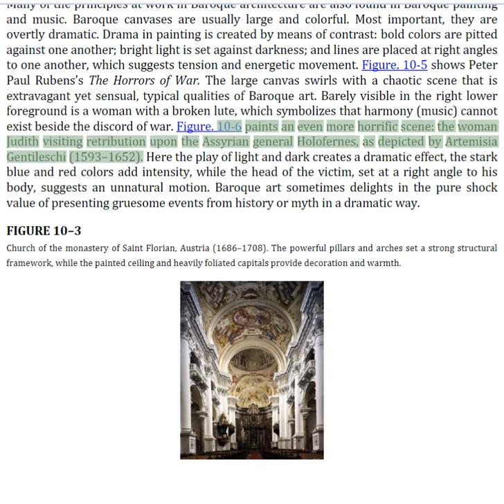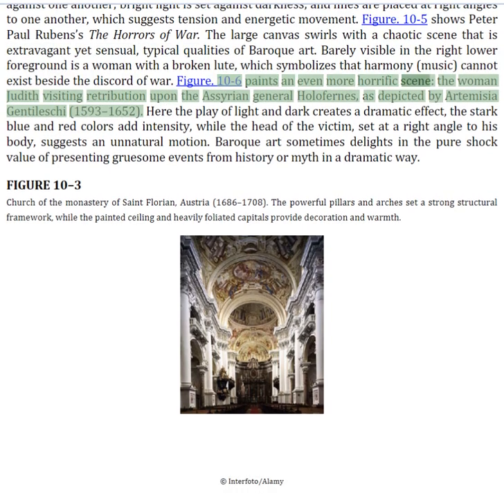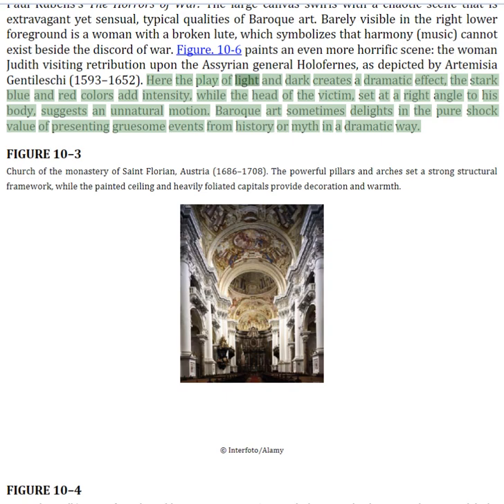Figure 10-6 paints an even more horrific scene, the woman Judith visiting retribution upon the Assyrian general Holofernes, as depicted by Artemisia Gentileschi. Here the play of light and dark creates a dramatic effect, the stark blue and red colors add intensity, while the head of the victim, set at a right angle to his body, suggests an unnatural motion.